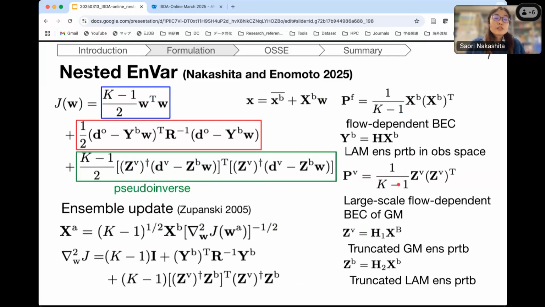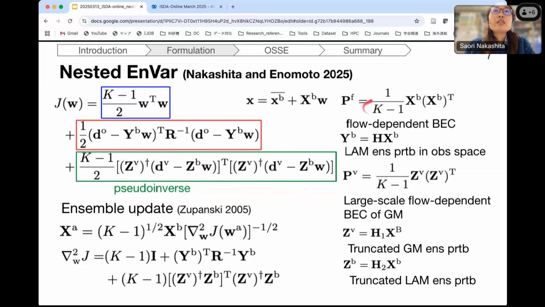So now we describe our proposed scheme. The nested EnVar transforms the nested 3DVar cost function using flow-dependent background error covariances and large-scale error covariances using ensemble estimation. Based on the correspondence between the preconditioned 3DVar and EnVar cost functions on the first two terms of the cost function, the third term of large-scale departure is also represented using the ensemble weights w and the truncated ensemble perturbations Z_B and Z_B, respectively.